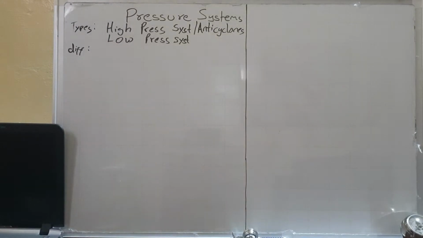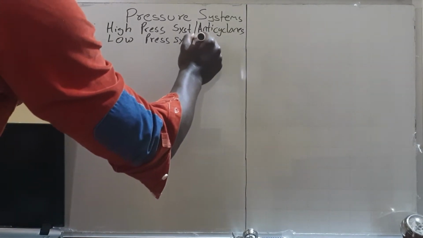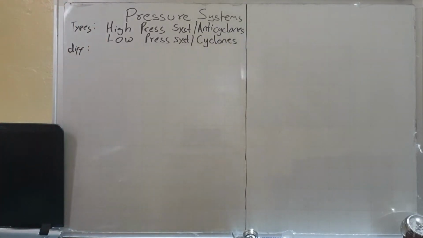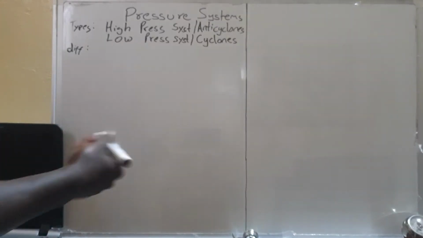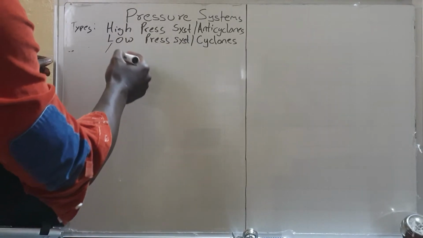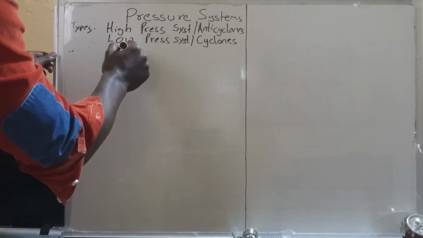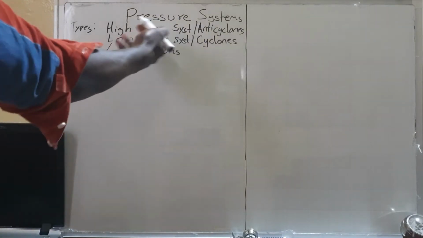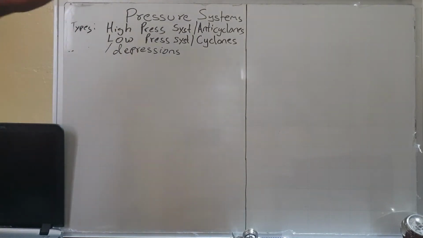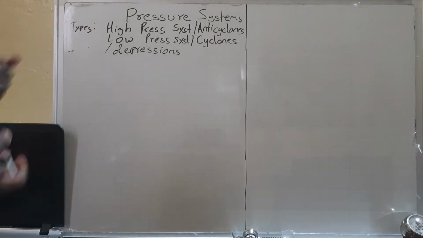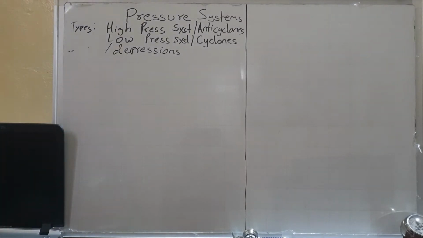The low pressure systems, on the other hand, we also call the cyclones. Some other people also call the low pressure systems depressions. But I tend to use just cyclones and anticyclones, or high or low pressure systems. So this is as simple as it gets. And then we have one that is neither of the two. It's neither high nor low.